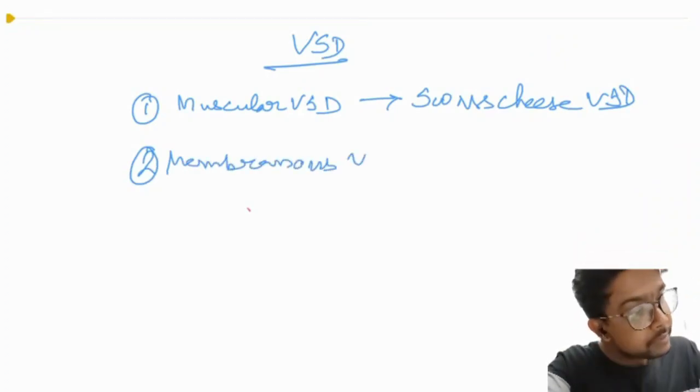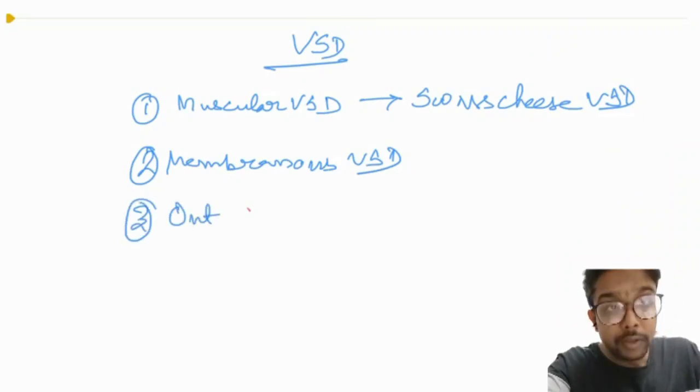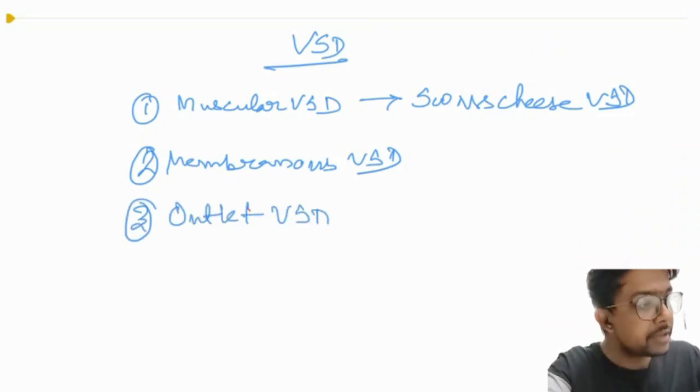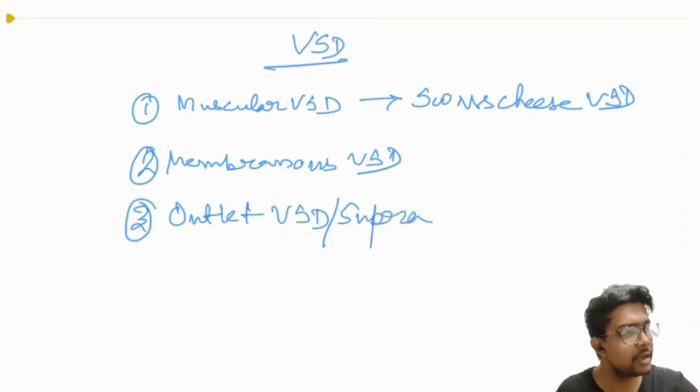Then there is a type of VSD known as Outlet VSD, also known as supracristal VSD. It is from the crista magna, so it is known as supracristal VSD.